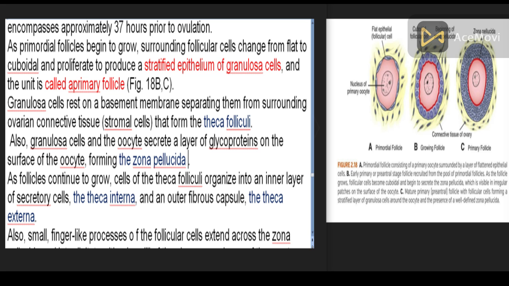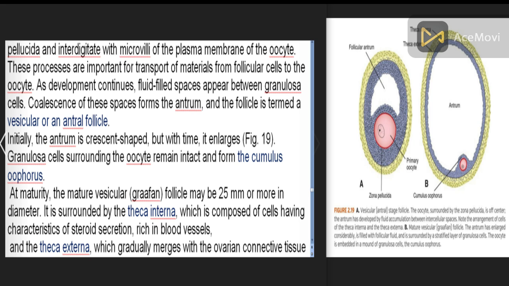As follicles continue to grow, cells of the theca folliculi organize into an inner layer of secretory cells, the theca interna, and an outer fibrous capsule, the theca externa. Also, small, finger-like processes of the follicular cells extend across the zona pellucida and interdigitate with microvilli of the plasma membrane of the oocyte. These processes are important for transport of materials from follicular cells to the oocyte.